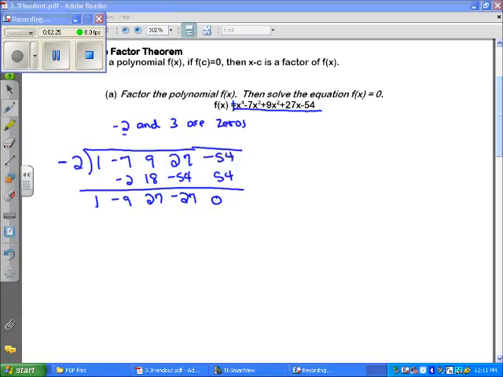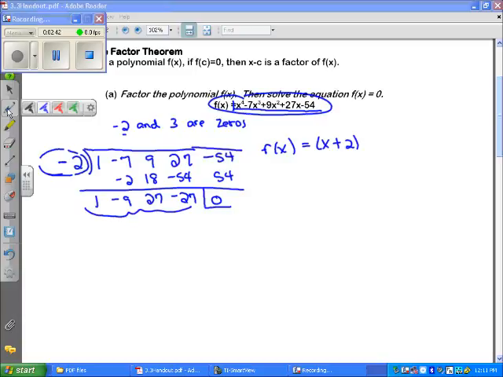Okay, so right now, this polynomial changes. Instead of being this, I have two factors. I have this factor, which represents x plus 2, and then that means it's a 0. It's an x-intercept. And I also have this factor.